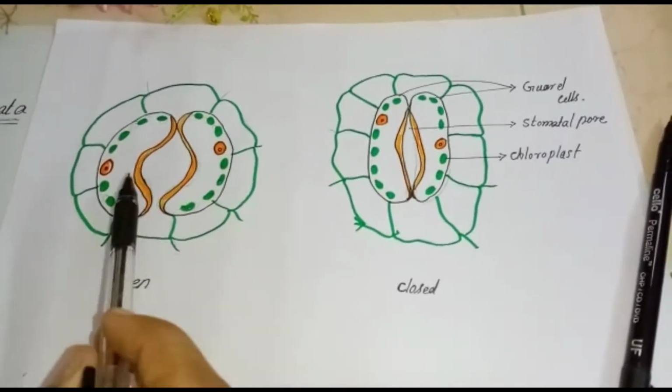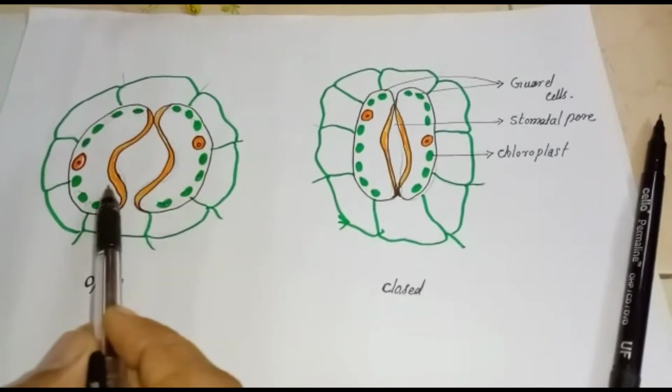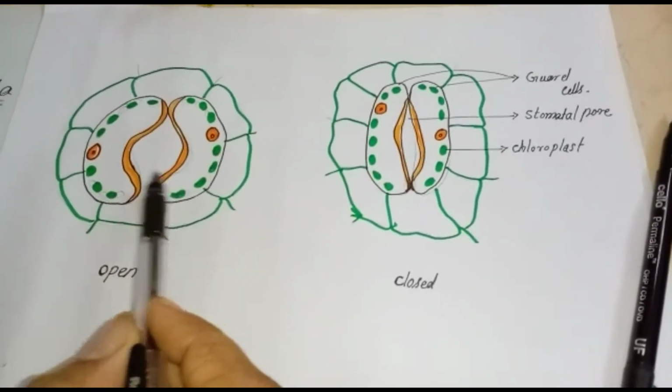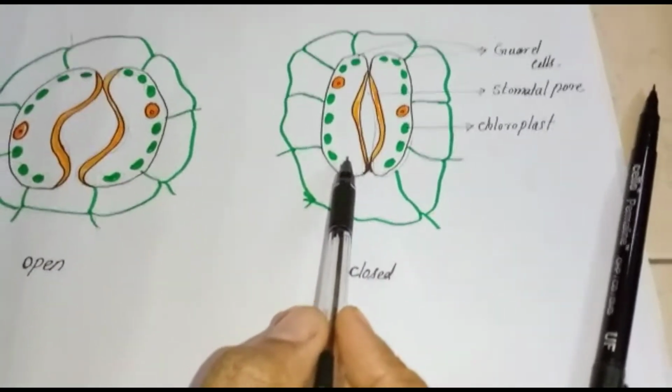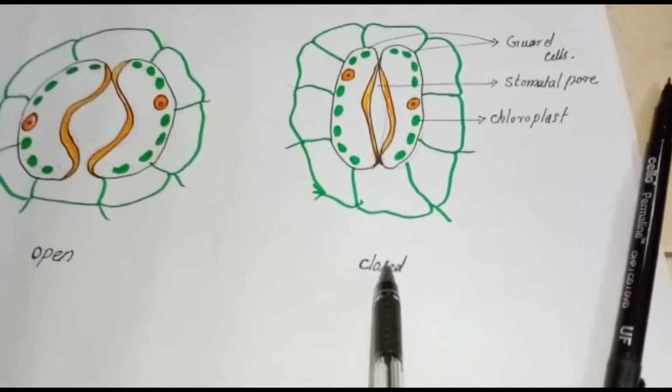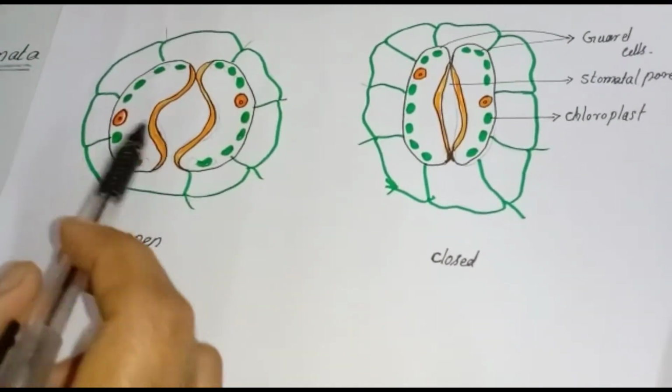See, these are guard cells. Kidney shaped cells we can call guard cells. See here, the guard cells are shrunken in closed stomata. In the case of open stomata, they are swollen.